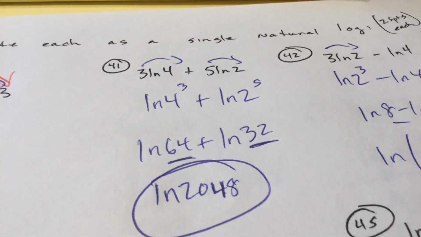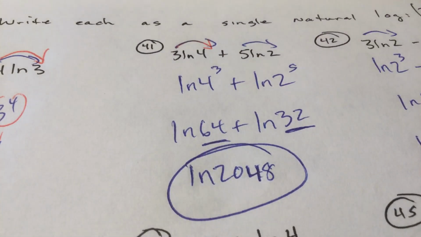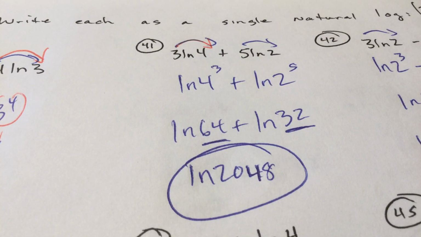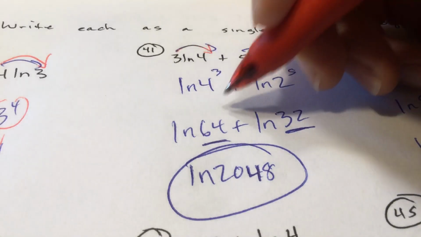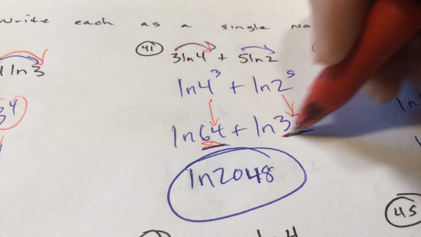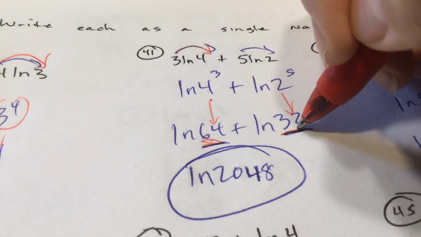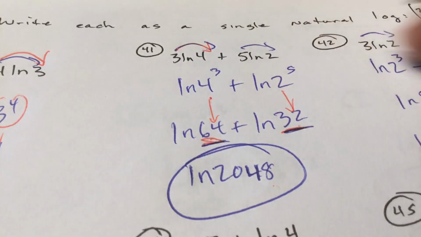All right. 41. Bring up that 3. Natural log of 4 to the third plus natural log of 2 to the fifth. 4 to the third is 64. 2 to the fifth is 32. In the log world, addition means multiplication. It's going to be natural log of 64 times 32, 2048.